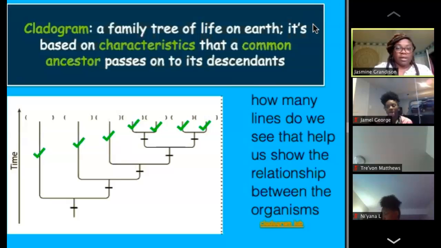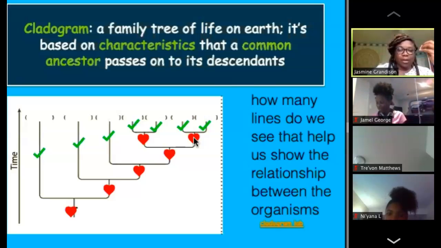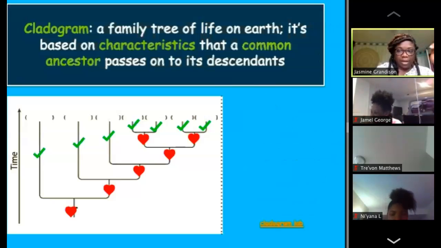So on your paper, you have characteristics for those organisms. Where all these hearts are, that's the connection, or that's the characteristic trait that we're going to be viewing today. So for question number 1, what is the main characteristic that all your organisms have in common? Look at the chart on your paper. What is the main characteristic that all of your organisms have in common?